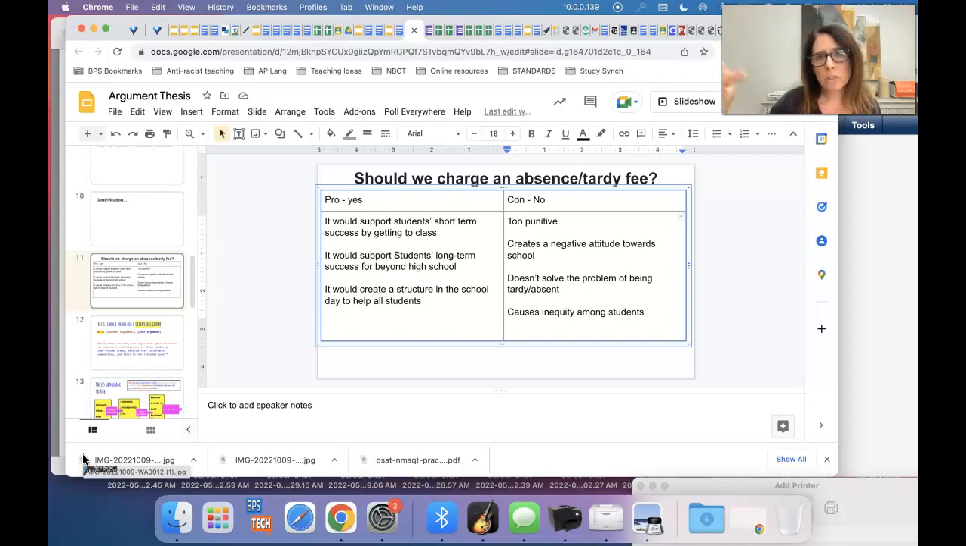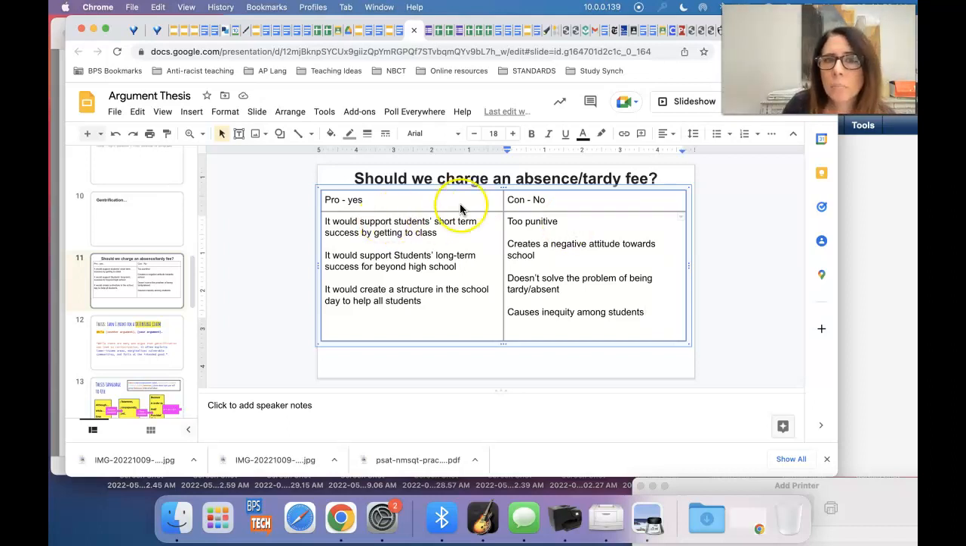So I just want to double check. Are these facts? Are these specific examples? Are these data points? No, they're ideas. They're universal ideas right here. Short-term success, long-term success, structure over here, punishment, attitude, and it still doesn't solve the problem, and inequity. So do you see those big ideas?